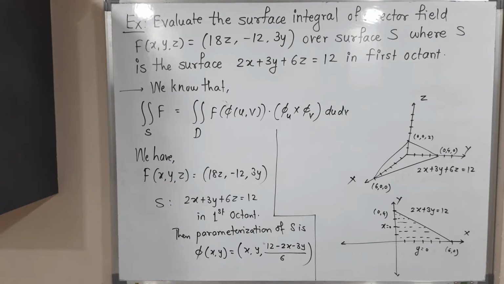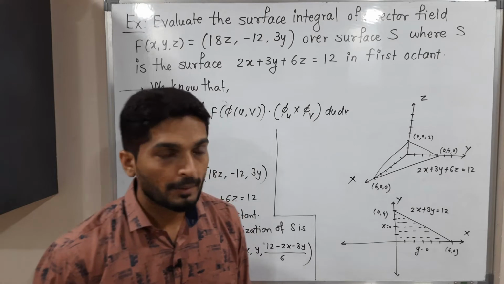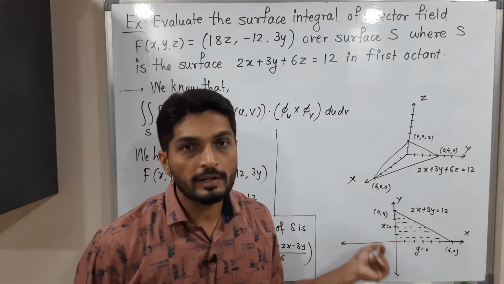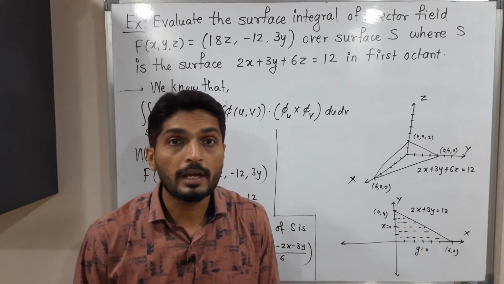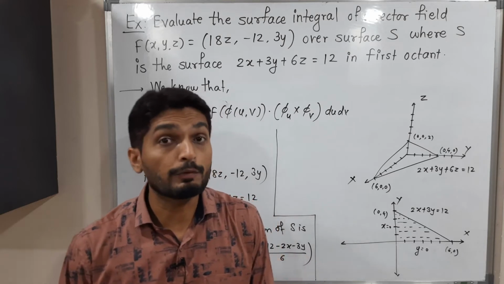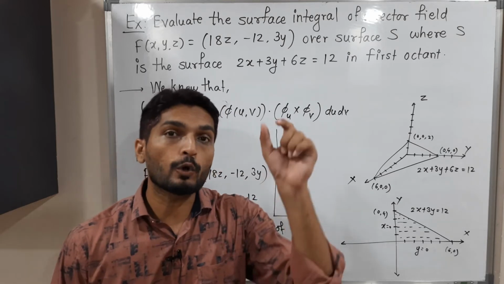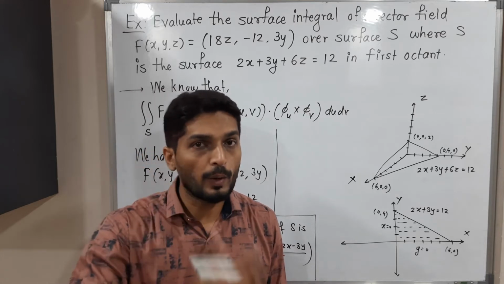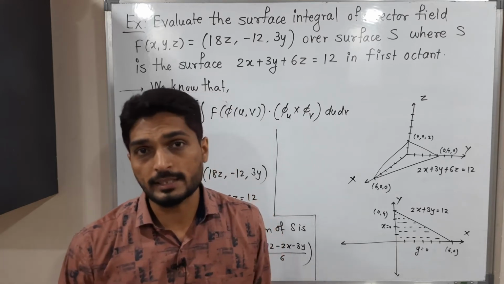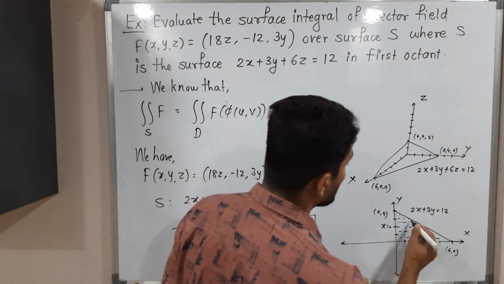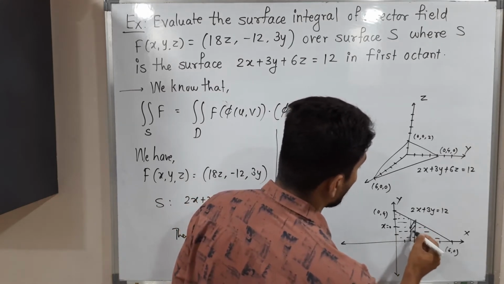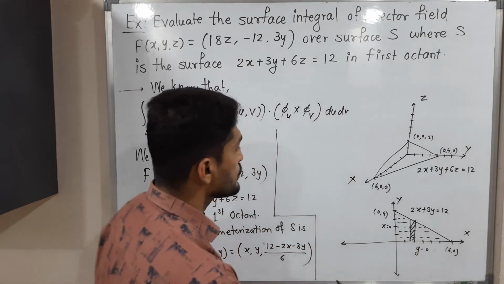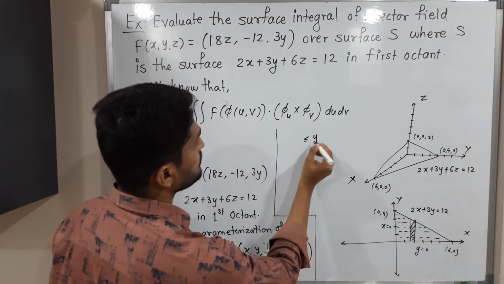Now the most important thing is the limits of x and y. In the xy plane we have this triangular region. You know well, when we have a region in the xy plane, what do we do to find the limits? We draw a strip. We have two options: either we draw a strip parallel to the y-axis or a strip parallel to the x-axis. I will go for a strip which is parallel to the y-axis. This type of strip we have. So let us find the limits of y first.